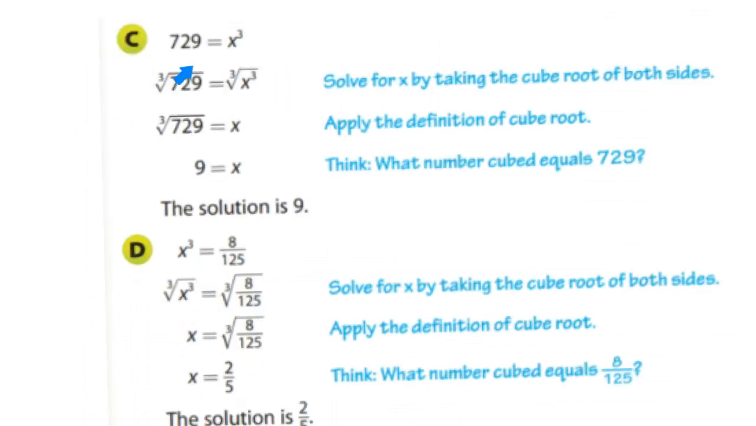Okay, these babies want cube roots. What number multiplies by itself 3 times to give you 729? And that number would be 9. So 9 times 9 times 9 gives you 729. So that would be your cube root.